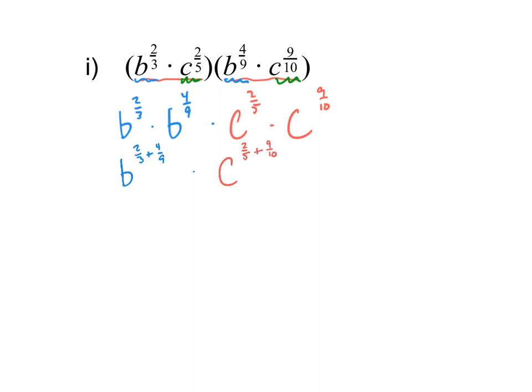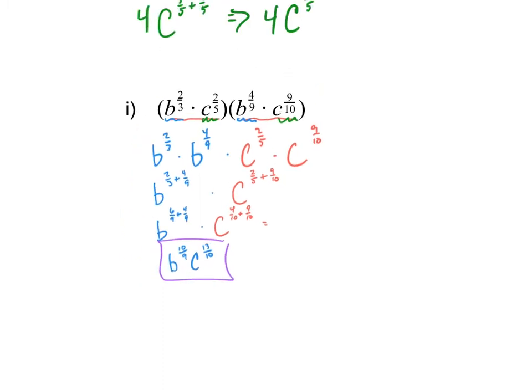In order to add fractions or subtract fractions, you have to have a common denominator. So when I rewrite these, this becomes B to the 6/9 plus 4/9 times C to the 4/10 plus 9/10, and that is going to equal then B to the 10/9 C to the 13/10, and that is my answer right there. Simplified. I showed you a lot of steps. It seemed to take a long time, but I was trying to show you all the math to where you understood what was going on.